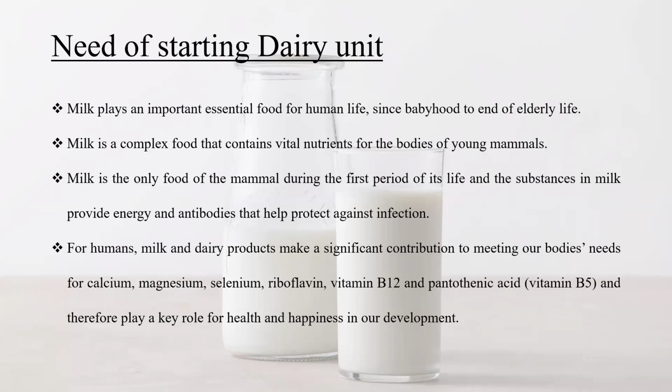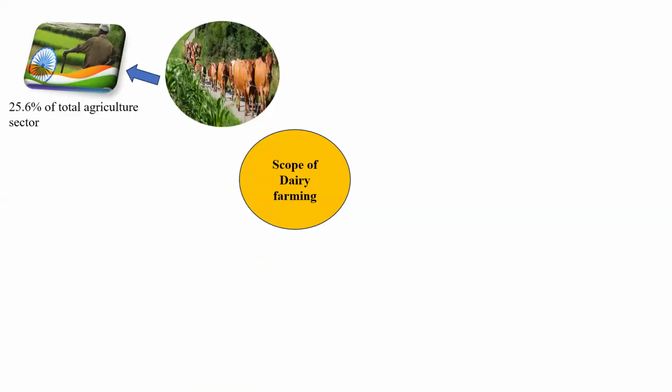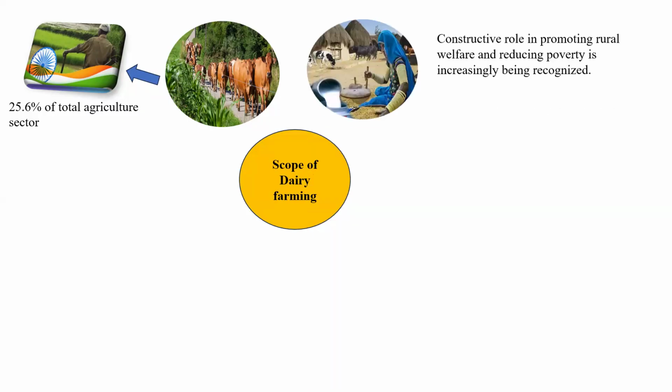So according to this, the scope of dairy farming: the first scope is that dairy farming contributes about 25.6% of the total agriculture sector as a GDP. And the second scope of dairy farming is that it improves rural welfare and reduces poverty in villages.